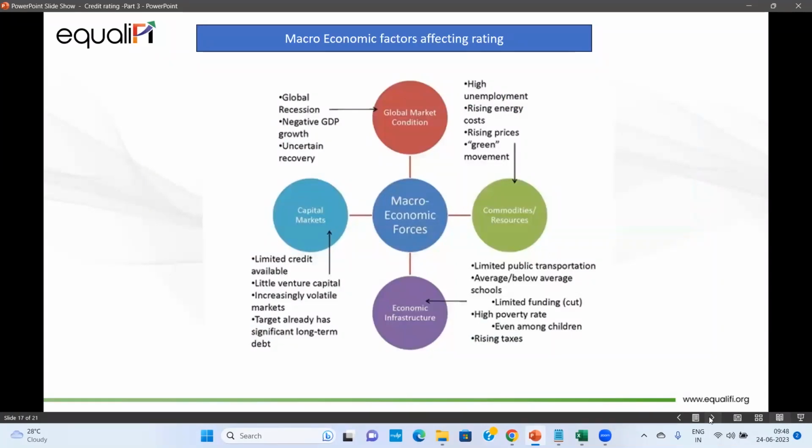These are some macroeconomic factors which affect the rating of an insurance company. One is global market conditions, commodities or resources, economic infrastructure, and capital markets. So global recession, negative GDP growth, uncertain recovery is definitely a condition. High unemployment, which can lead to dropout ratio, high energy cost, which can lead to an increase in the prices of all the products which are manufactured, rising prices, green movement.